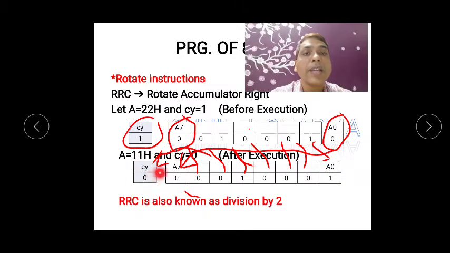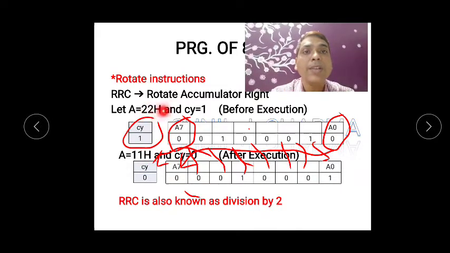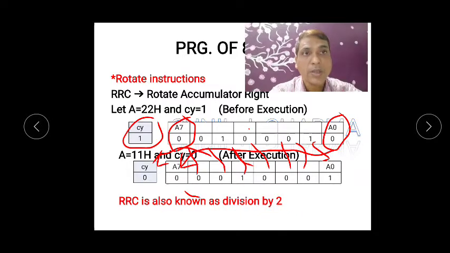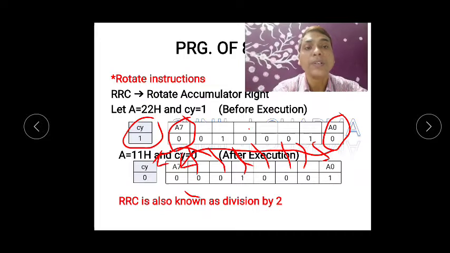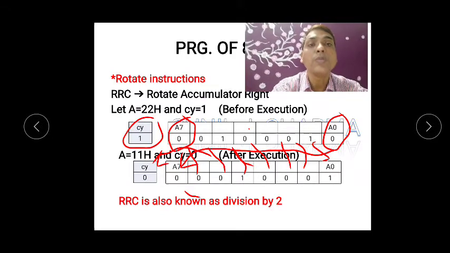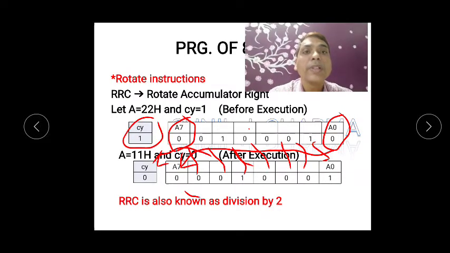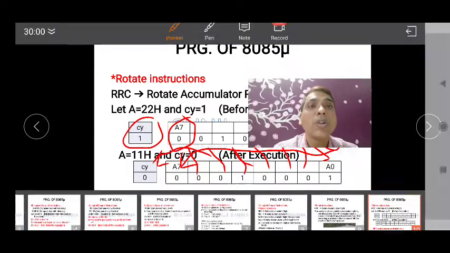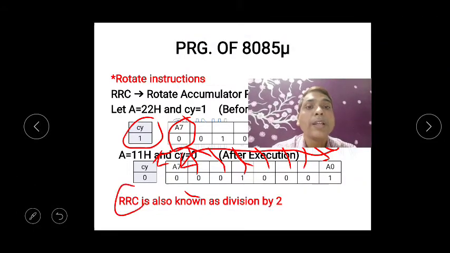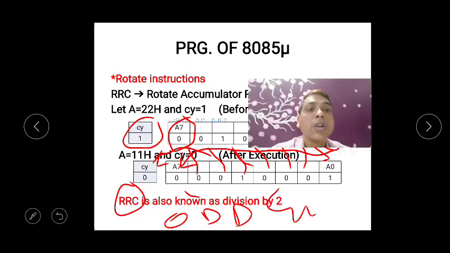Can you see this carry value has also changed? After execution, the initial value of the accumulator was 22, and now we got 11, and carry has been changed to 0. So remember that RRC is also known as division by 2. Division by 2 means this instruction is very useful if you want to find whether the number is odd or even.